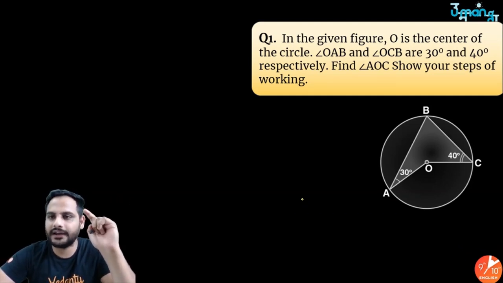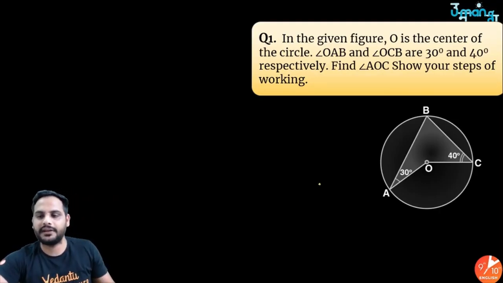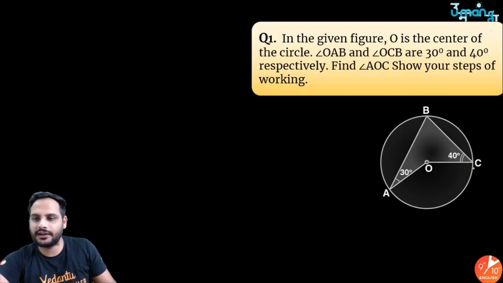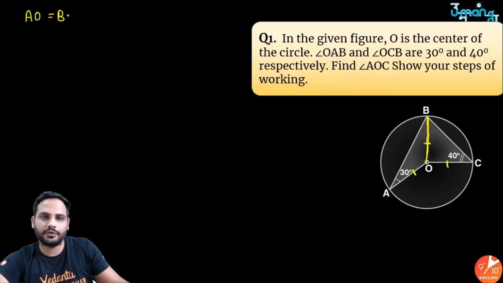Find angle AOC. Now look, if I want to get the value of angle AOC, let us join O with B. And then you will see AO, OB, OC, all three are equal to each other. So AO is equal to BO is equal to CO. They are all equal because they are all equal to the radius of the circle.